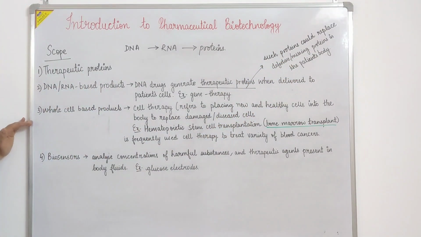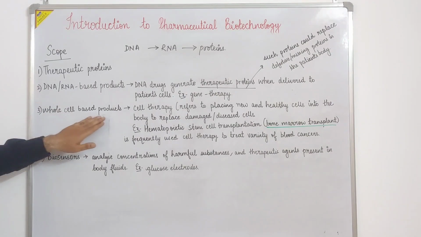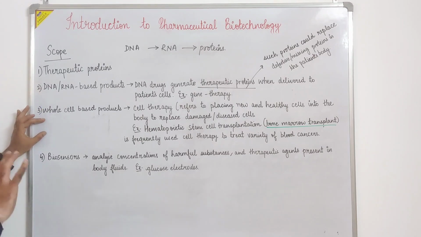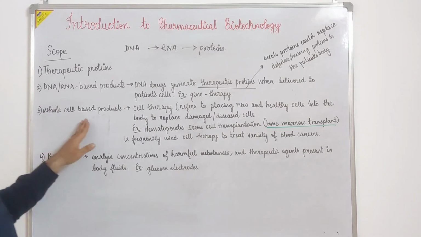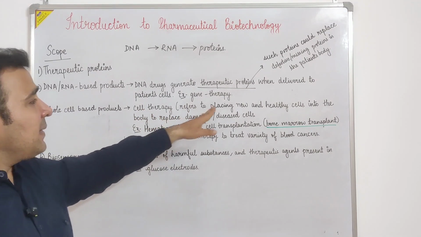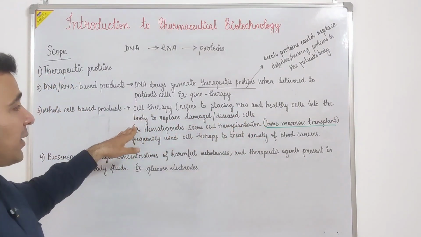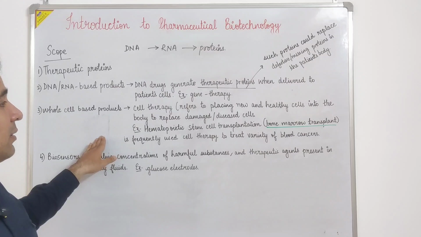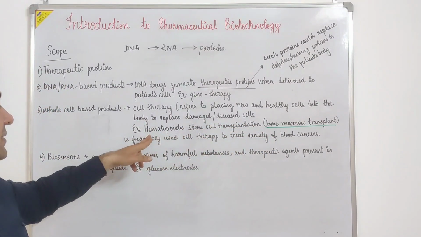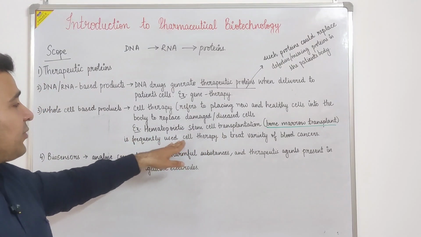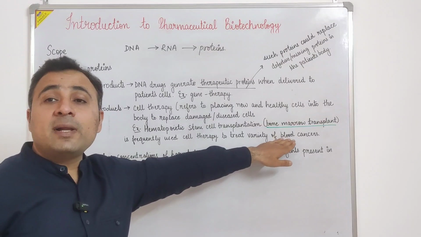Another class of products is whole cell based products. Herein, we are not delivering only the DNA or RNA. Here we are delivering the complete, healthy cell into the patient's body. For example, cell therapy means placing new and healthy cells into the body to replace the damaged or diseased cells. In the bone marrow transplant, or hematopoietic stem cell transplantation, cell therapy is frequently used to treat a variety of blood cancers.